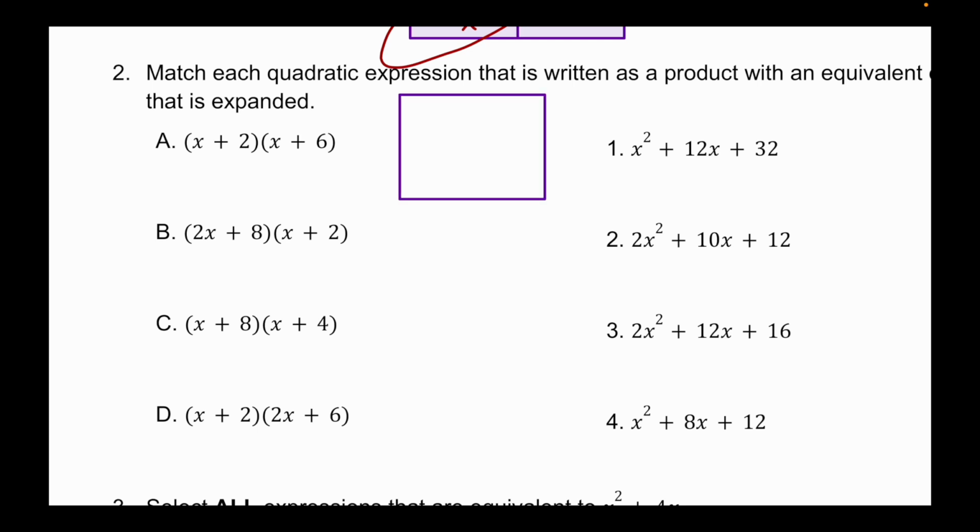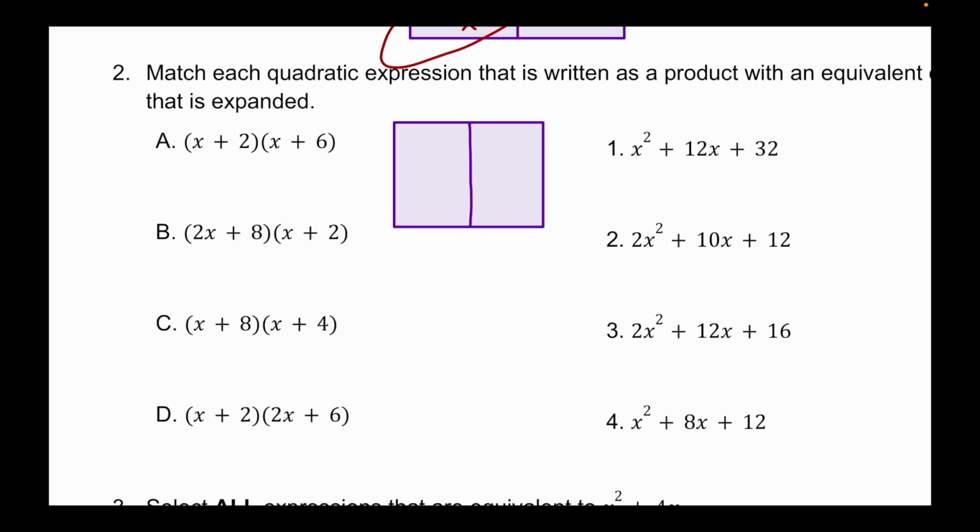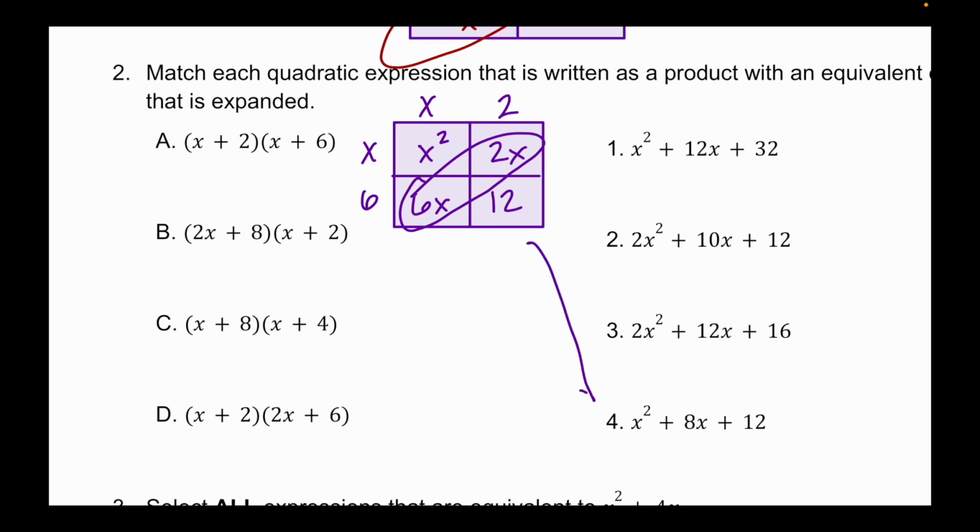Let's make a box. Good enough. We'll move it a little bit. There we go, and divide it up into squares here. So x, and then the plus 2, and x, and then 6. That would create x squared, 2x, 6x, and 12. Now we are going to have to add 6 and 2 here, so those would make 8x, and that means that A is going to match up with number 4 right here.